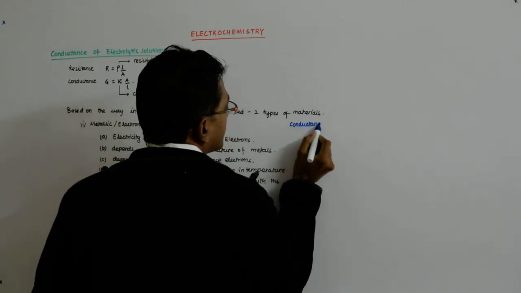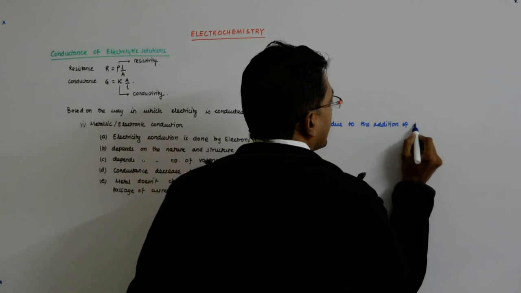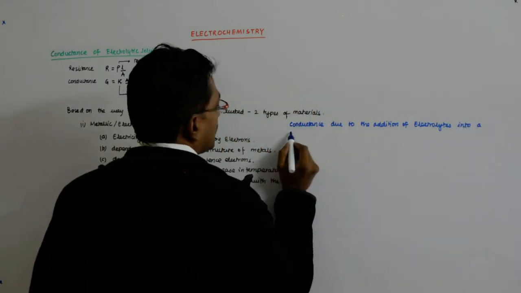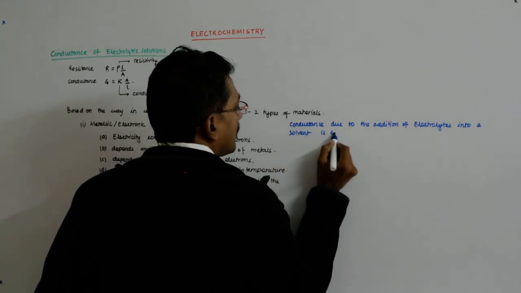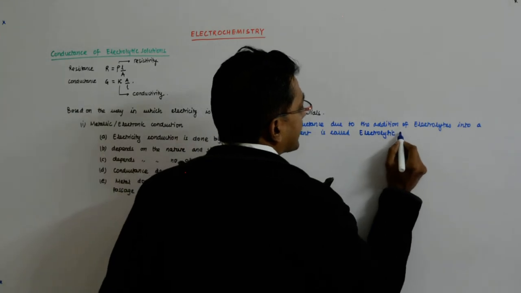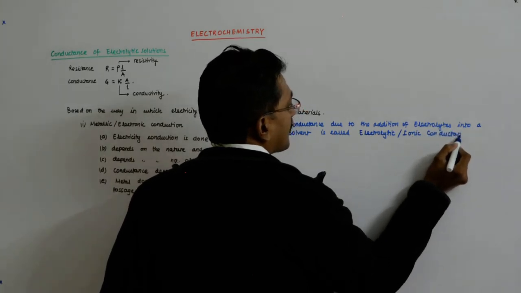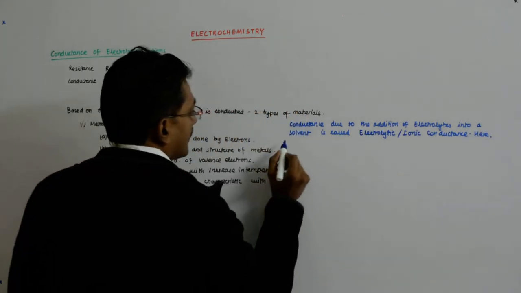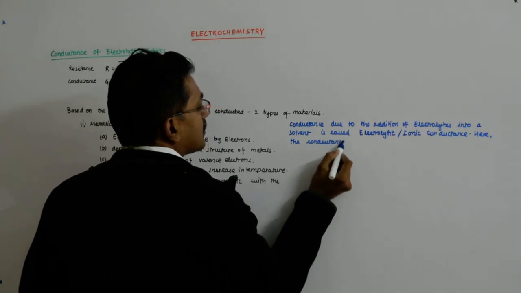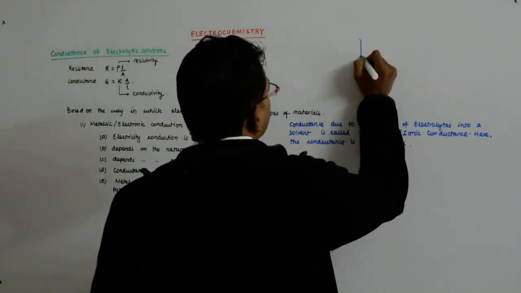Conductance due to the addition of electrolytes into a solvent is called electrolytic or ionic conductance. Here, the conductance is due to ions. Okay, we have already seen that, and it's a simple thing to understand.